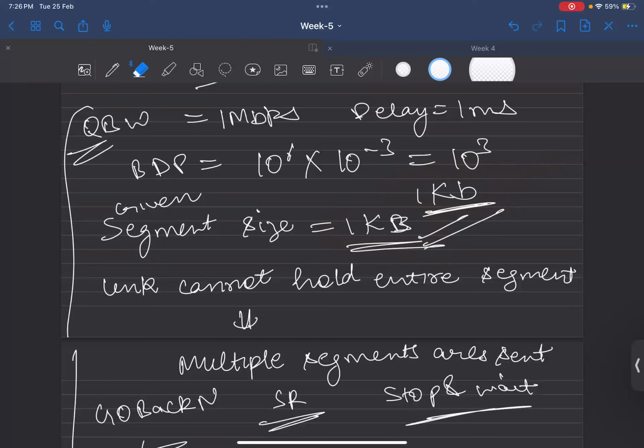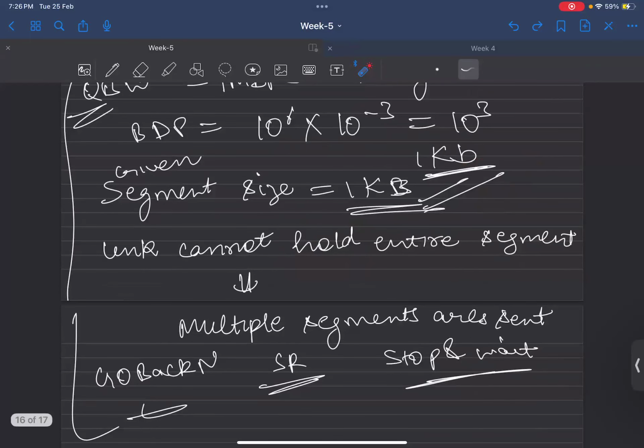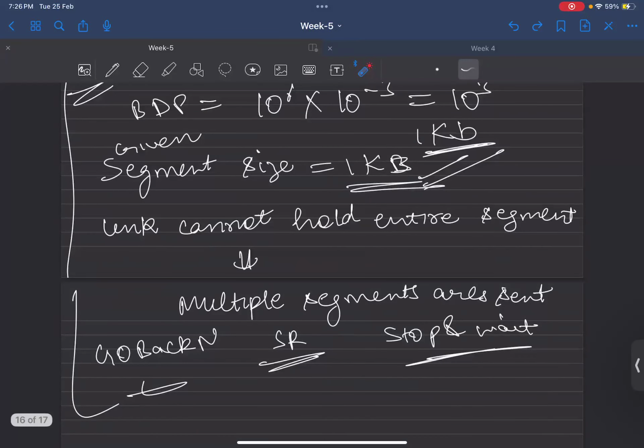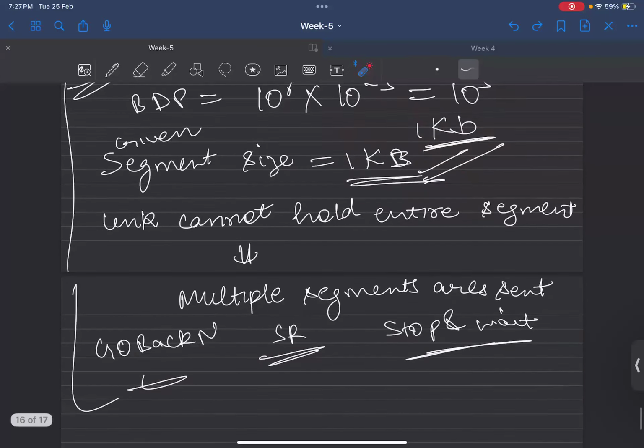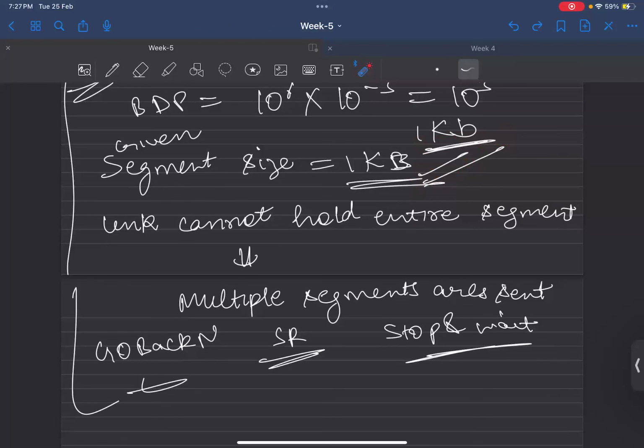So if the segment size which I have to transmit is much more than the capacity of the link, it means I have to transmit in multiple goes. It will not be transmitted in one go. So multiple segments: first I'll transmit 1 kilobit, then another 1 kilobit, until it's 1 kilobyte. So now the question was, which protocol is best used for this?